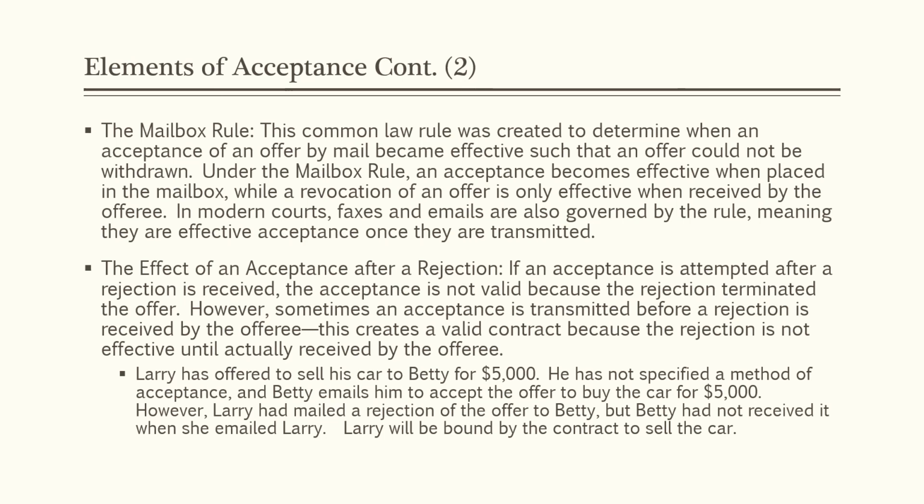Here's an example. Larry offers to sell his car to Betty for $5,000. He hasn't specified a method of acceptance, and Betty emails him to accept the offer to buy the car for $5,000. However, unbeknownst to Betty, Larry mailed a rejection of the offer to Betty, but Betty has not received it. When she emailed Larry, she didn't have the letter in her hand, so she did not know that the offer had been terminated, that the offer had been withdrawn. So it was still out there free for her to accept. If she accepts the offer by email before she gets the letter of rejection or termination, Larry will be bound by the contract to sell the car.